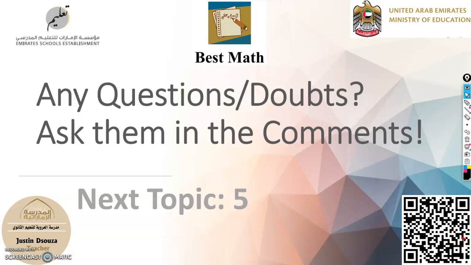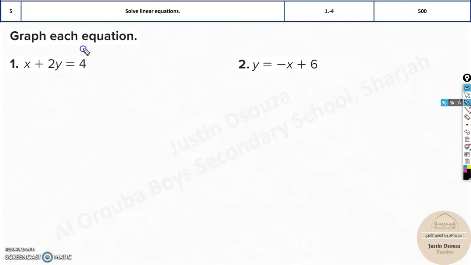The topic number 5 is another basic topic. It is about graphing. Now, this is the equation x plus 2y equals 4. It's a linear equation. How do you graph it? You need to remember this equation, y equals mx plus b. I'm sure you've come across this many times.